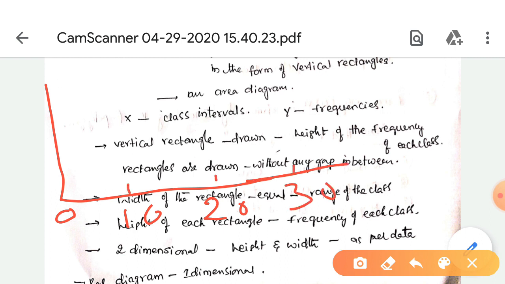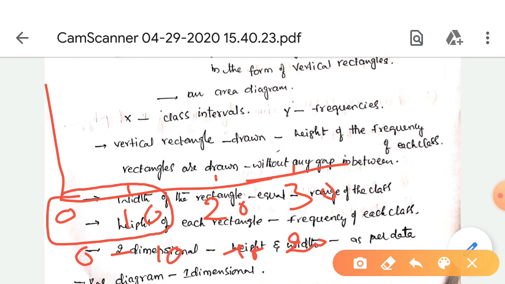First one, height. Second one, width means 0 to 10. So this is one class. 0 to 10 and 10 to 20. So it is the range of the class, 0 to 10, where we have to draw a vertical rectangle, so the width will be equal. We have to start with 0 and end with 10. This vertical rectangle will be equal to the range of the class.